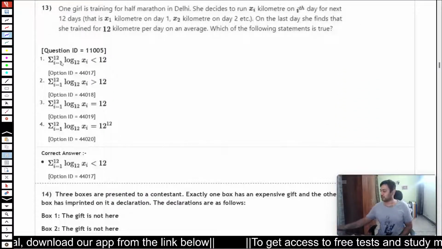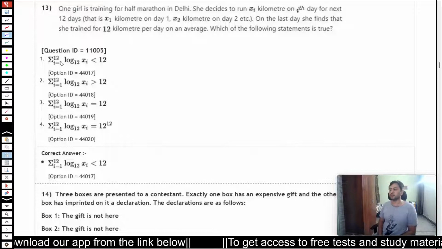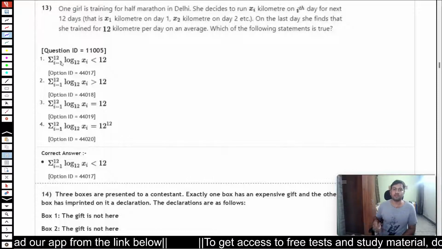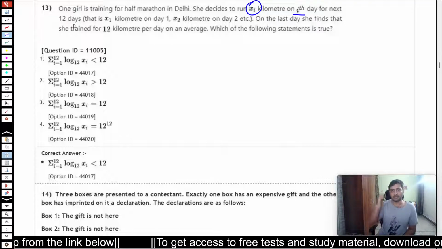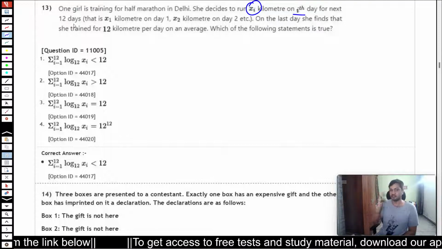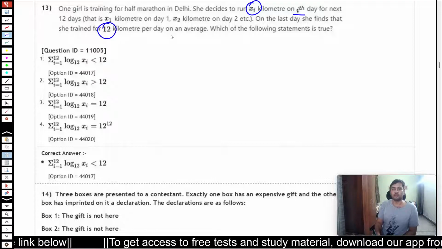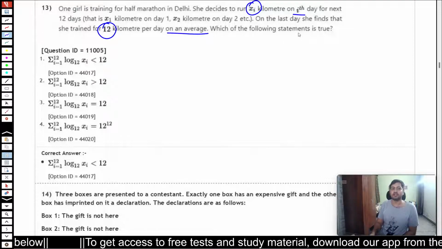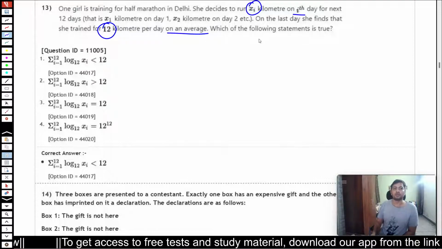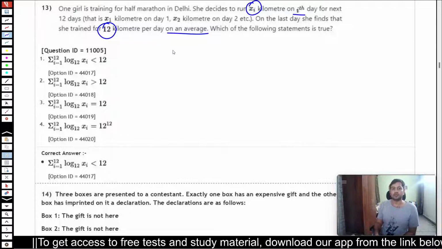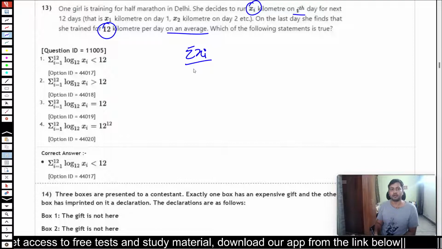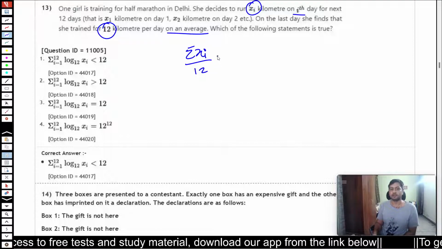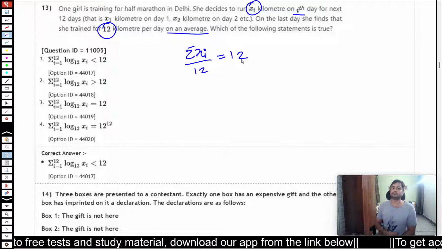Alright, now question number 13. One girl is training for a half marathon in Delhi. She decides to run x_i kilometers on the ith day for the next 12 days. On the last day, she finds that she trained for 12 kilometers per day on average. Which of the following statements is true? So her average, that is summation x_i upon 12, is equal to 12.